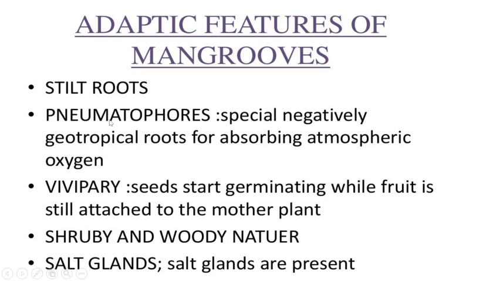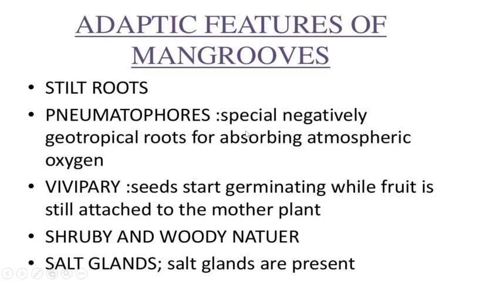Then another important feature is the presence of pneumatophores. They are special negatively geotropic roots for absorbing atmospheric oxygen, because the percentage of oxygen in saline soil is very low. That's why these plants develop a modified root system which is negatively geotropic. They come out on the soil surface, and the pneumatophore shows small holes called lenticels. From the lenticels, the root system absorbs oxygen from the environment and supplies it to the plant body.